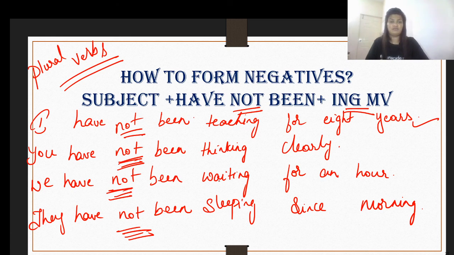You have not been thinking clearly. The action is definitely happening. Thinking is definitely happening for a while now. To negate that, we have introduced the word not, and we are saying you have not been thinking clearly. We have not been waiting for an hour. We are definitely waiting more than that or less than that. They have not been sleeping since morning, but they have been sleeping from last night perhaps, right? Negating the point. To negate it, we bring in the word not.